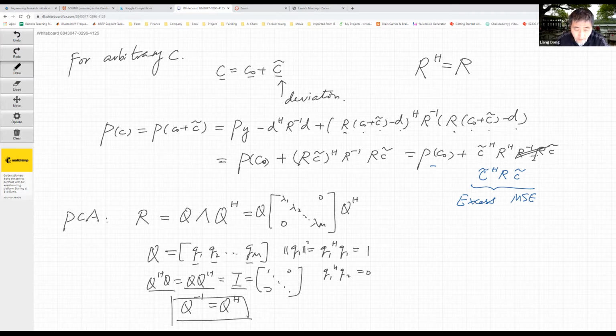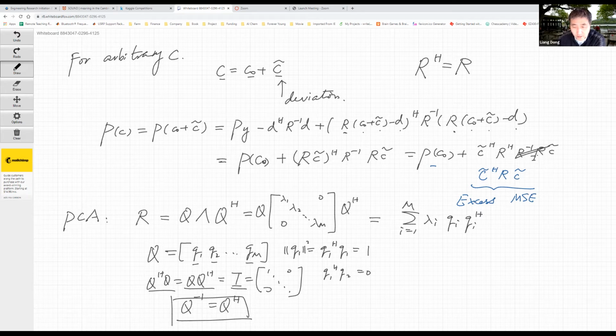Because of this eigen decomposition, now this matrix R can be decomposed as a sum. You can write this in the matrix form, or let me just write it in this form. It's a sum of lambda i times Qi Qi Hermitian. Okay, so this is what I spread out in this matrix form.